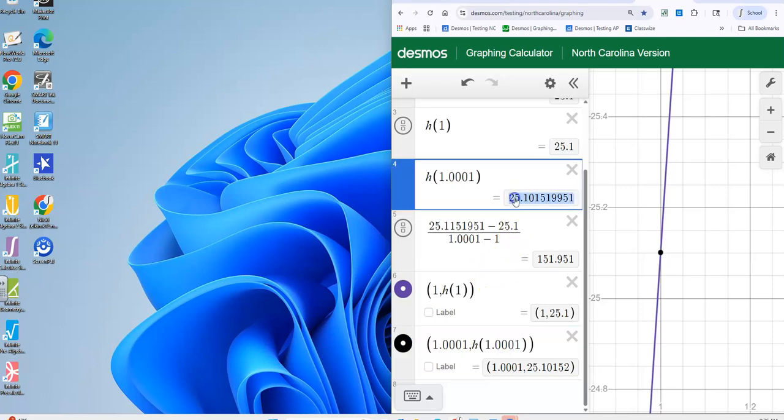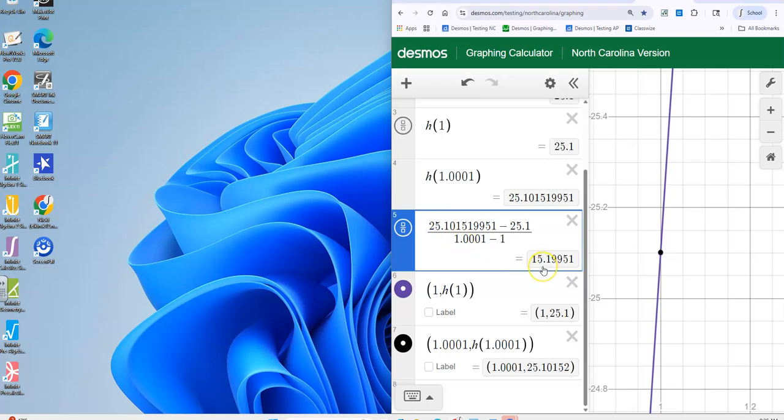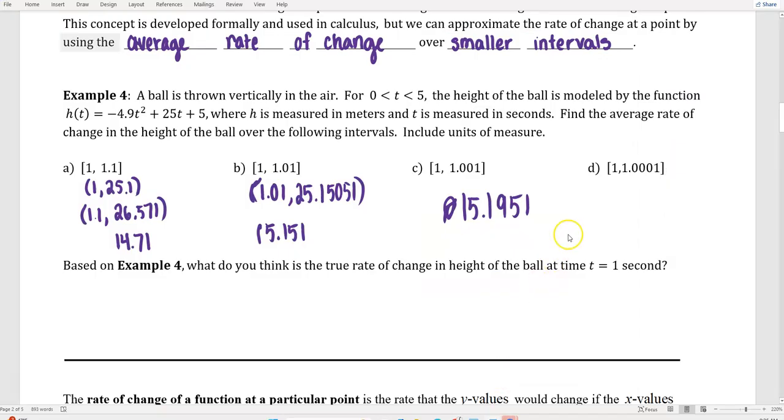And this number right here. And so now I've got 15.19951. Okay. So what we see is the closer we get to the actual point, the closer we're getting to the actual exact slope at that point, right? So we can estimate that instantaneous rate of change. What do you guys think it's going to be?